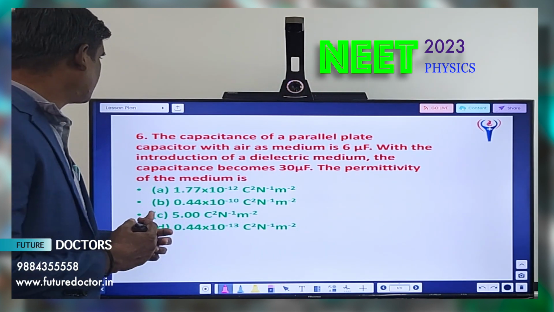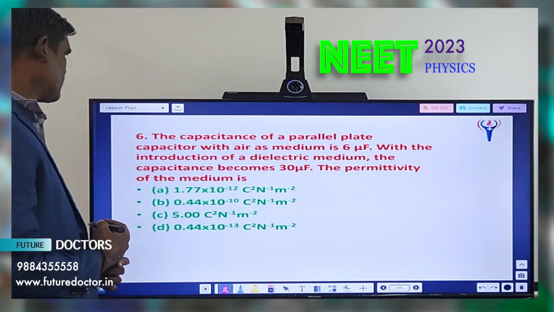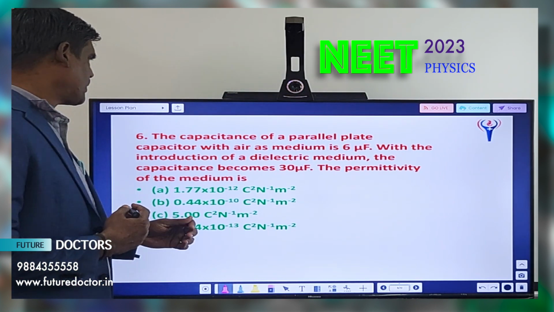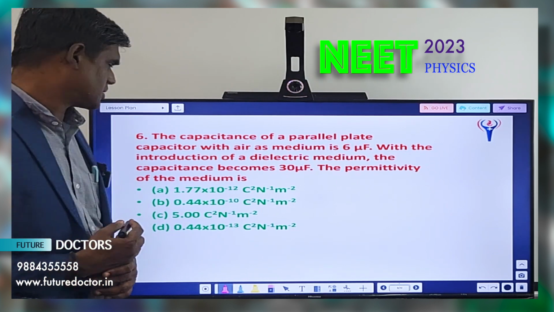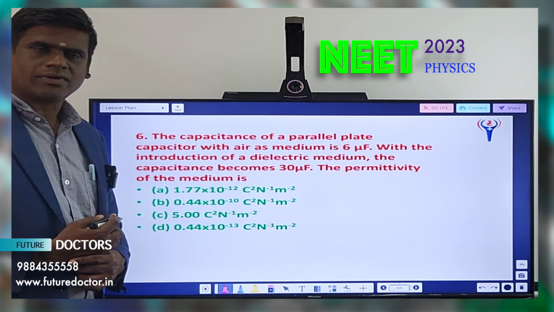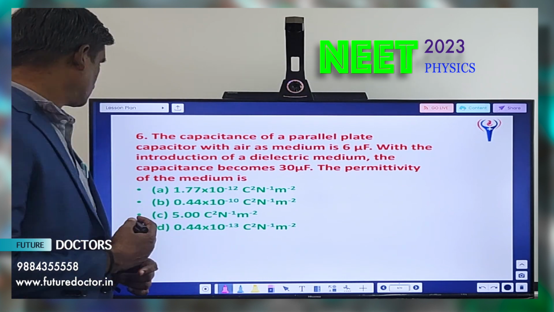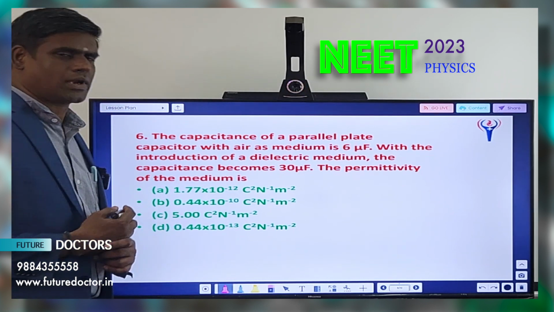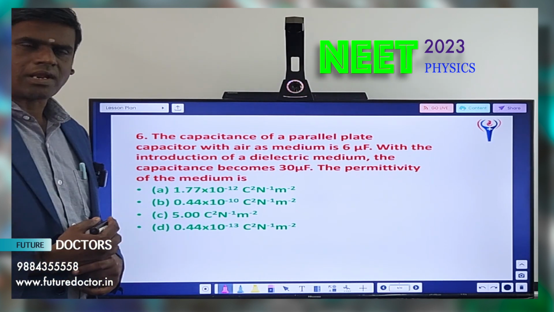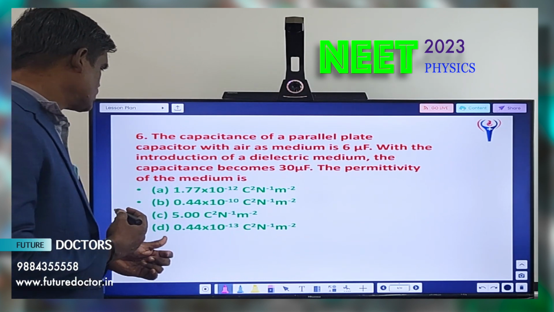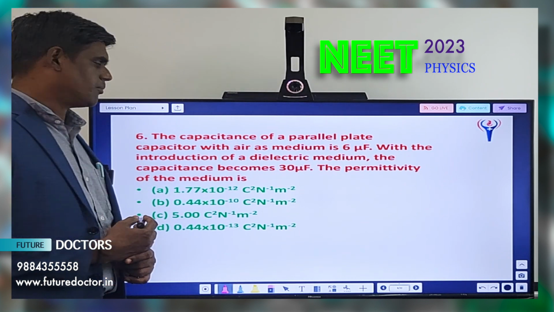The capacitance of a parallel plate capacitor with air as a medium is 6 microfarad. With the introduction of a dielectric medium, the capacitance becomes 30 microfarad. The permittivity of the medium is dash. A option, 1.77 into 10 power minus 12 C square N power minus 1 m power minus 2. B option, 0.44 into 10 power minus 10. C option, 5.00 C square N power minus 1 m power minus 2. D option, 0.44 into 10 power minus 13 C square N power minus 1 m power minus 2.